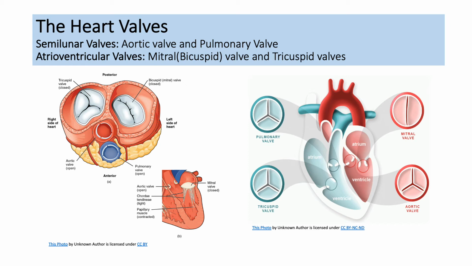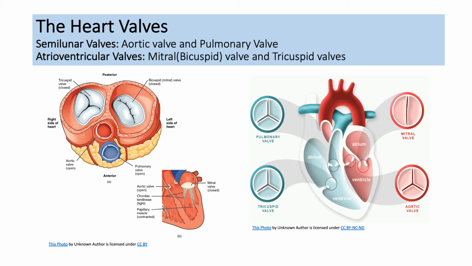Then it has to pass through the aortic valve into the aorta, so the aorta can transport the oxygenated blood throughout the body. So heart valves, we have four of them. Two of them are half-moon shaped. We call them semilunar valves. They are the aortic valve and the pulmonary valve. They are at the beginning of the big blood vessels, the aorta and pulmonary trunk.